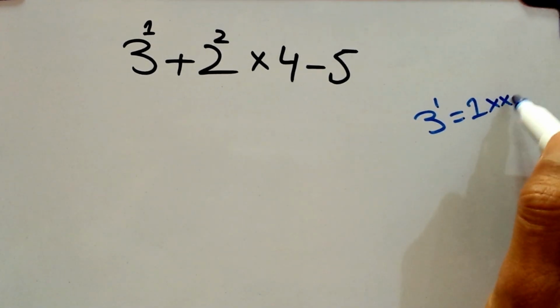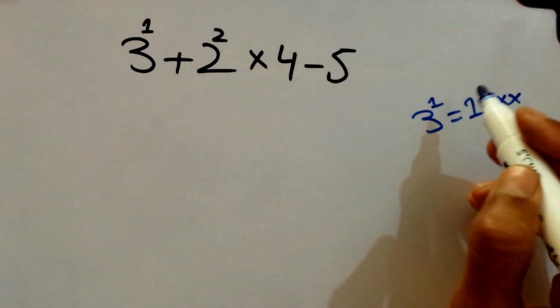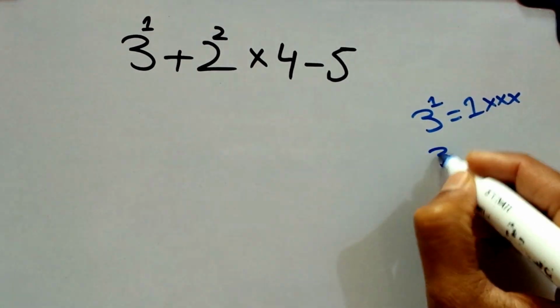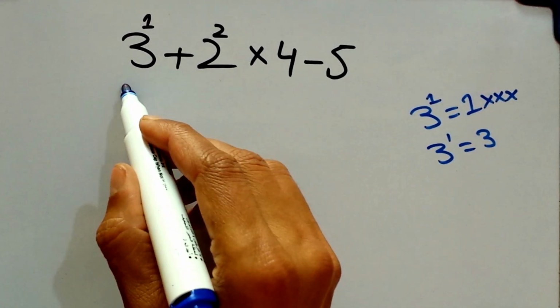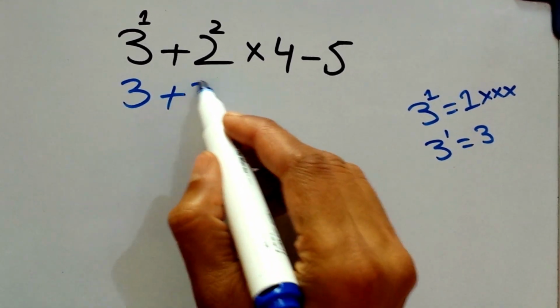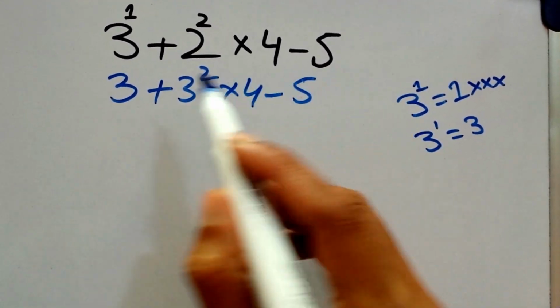But this is wrong. Any number raised to the power of 1 is the number itself. So 3 to the power of 1 equals 3, not 1. So 3 plus 2 squared times 4 minus 5.